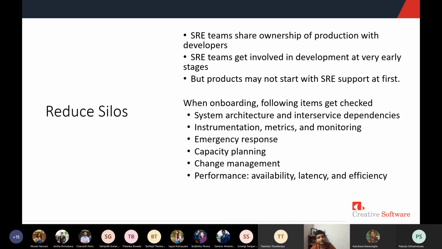How to act on emergency responses. If a customer is complaining, if the entire system is down, if Google is down, will your system work? You need to act on emergency responses. Capacity planning, change management, and measuring the performance, making sure that your system is available in terms of latency, efficiency. There are different aspects that a software engineer can actually leverage by being a site reliability engineer.